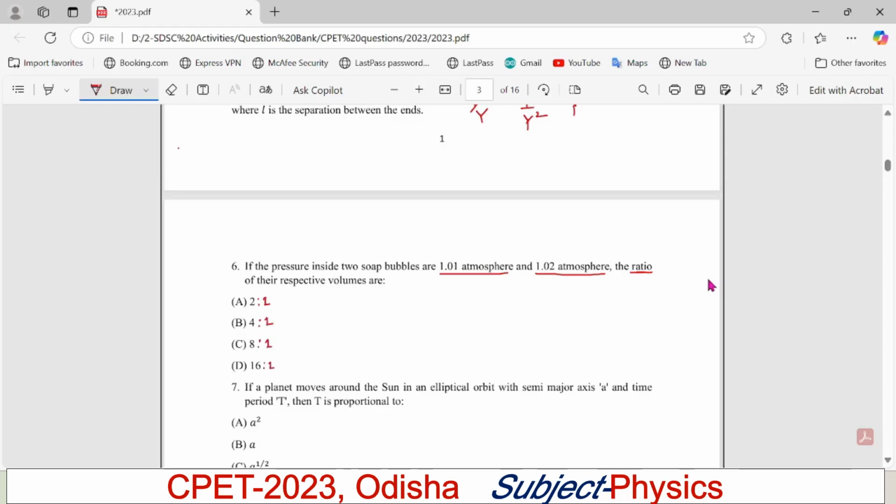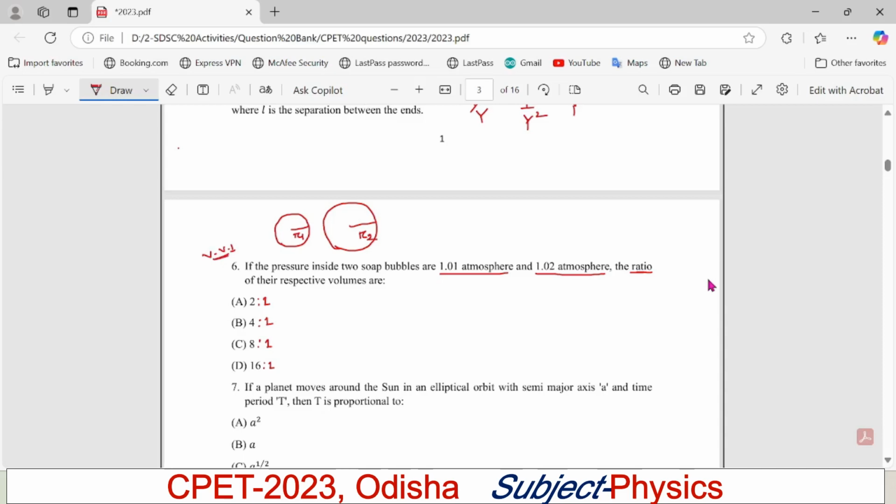So here it is given that there are two soap bubbles. Suppose this is your first bubble, radius R1, and this is the second bubble, radius R2. The inside pressure for the first bubble is 1.01, and for the second 1.02. So what is the ratio of their volumes? Okay, here this is one of the important questions.